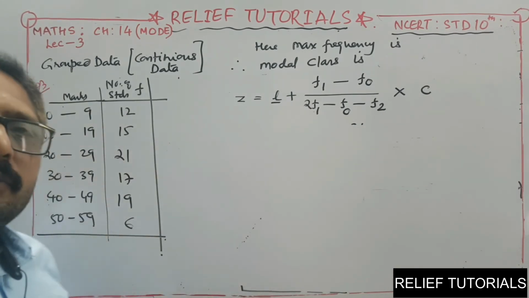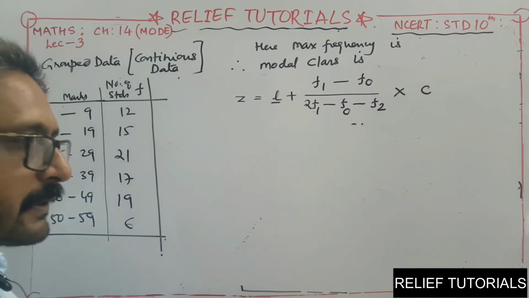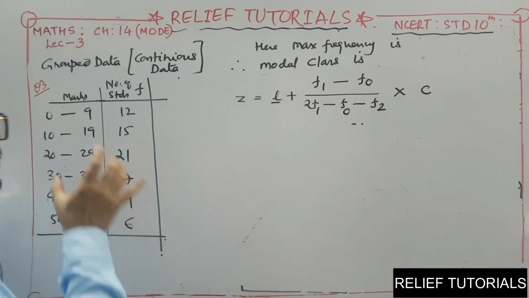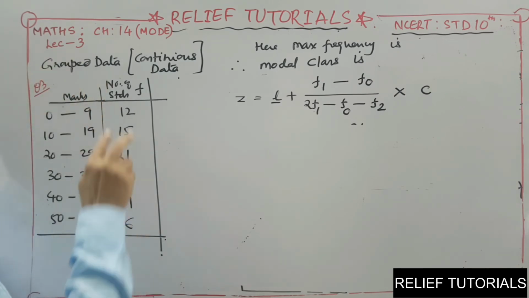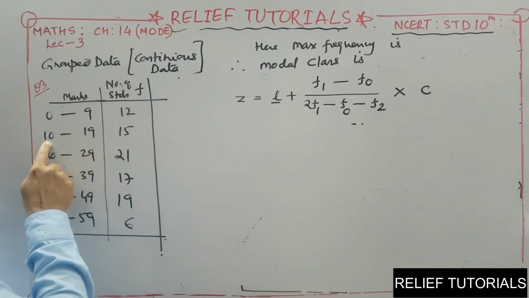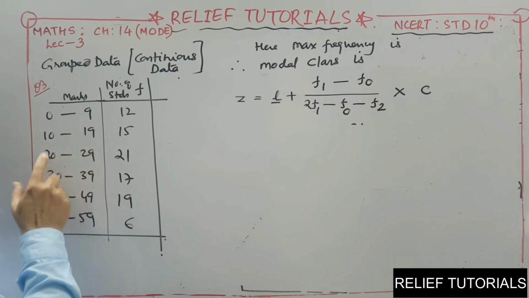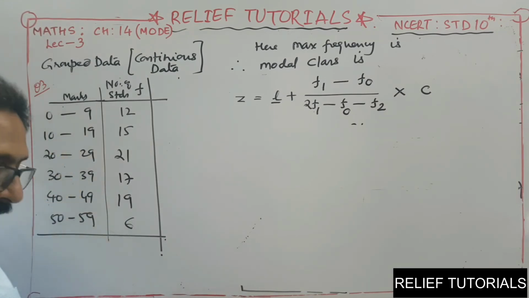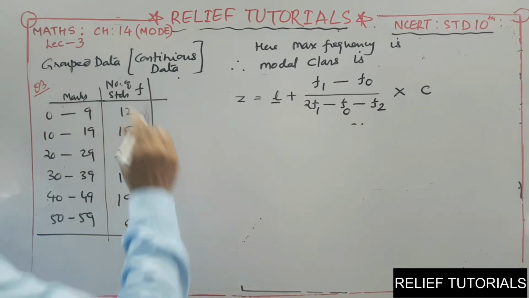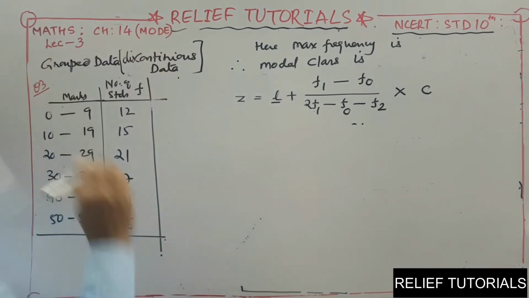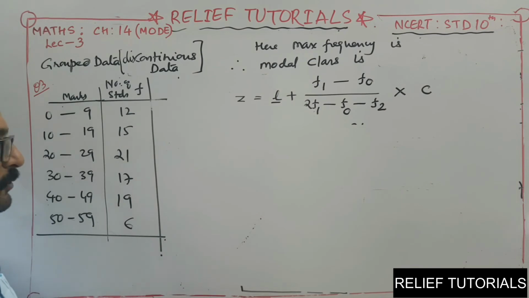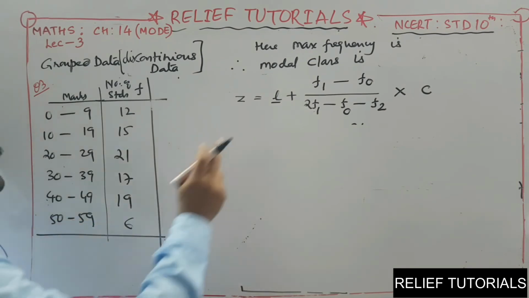We will discuss one more problem. First we will see what type of data it is. There are classes, so it is grouped data. Now you see 9, 10, 19, 20, so it is not continuous data. It is discontinuous data, so here we are finding the mode for discontinuous data. The problem is just to find L.